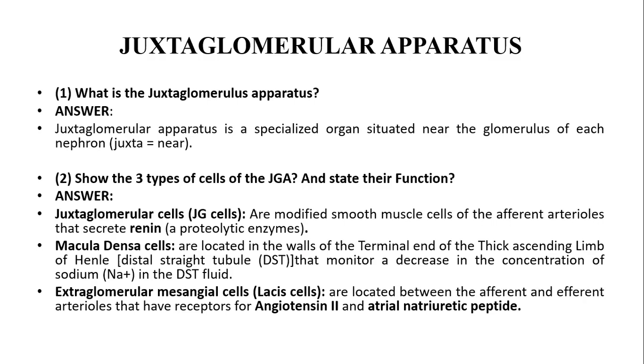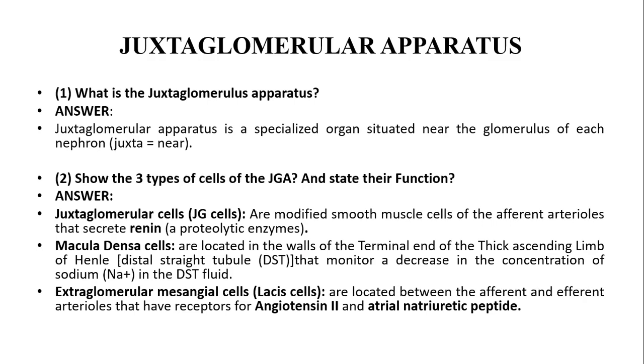So let's just go through the text. What is the juxtaglomerular apparatus? Answer: the juxtaglomerular apparatus is a specialized organ situated near the glomerulus of each nephron. Juxta means near. Number 2: name the 3 types of cells of the JGA and state their function.